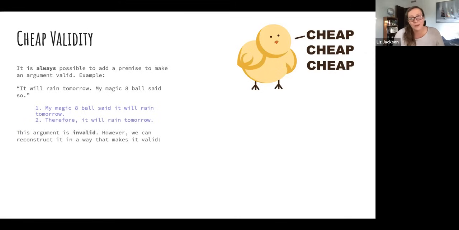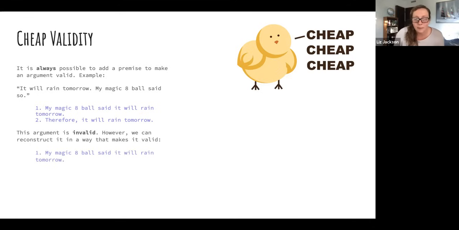This argument is clearly invalid, right? Just because my magic 8-ball said it will rain tomorrow does not guarantee the truth that it will rain tomorrow, because magic 8-balls, you just shake them and they give you a random answer, right? But what's interesting is we can actually reconstruct this argument in a different way that makes it valid.